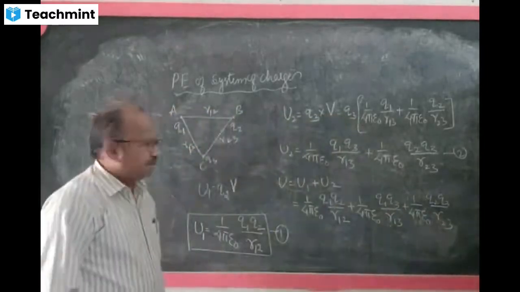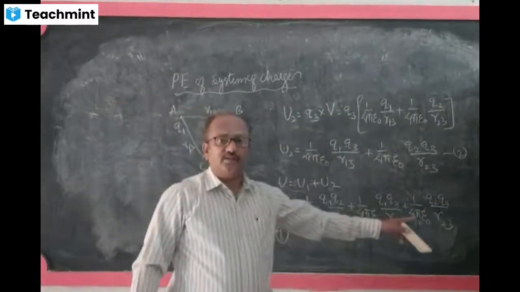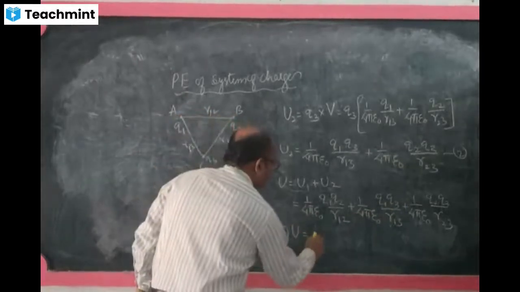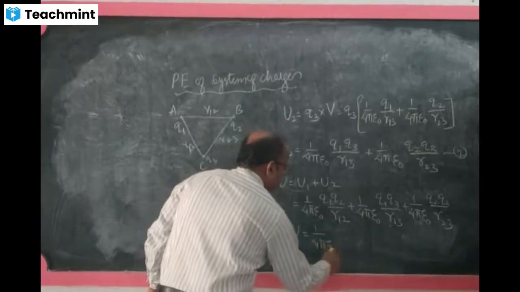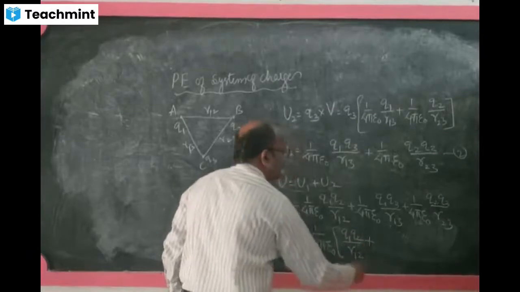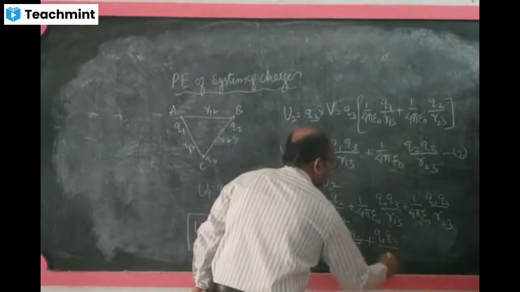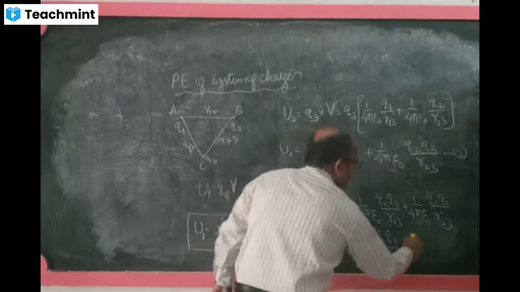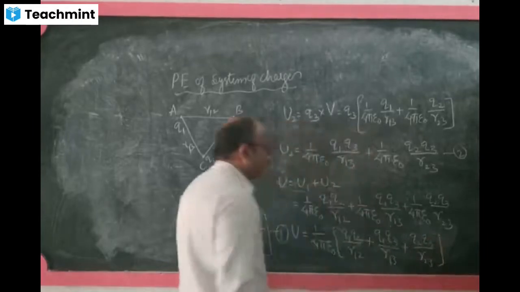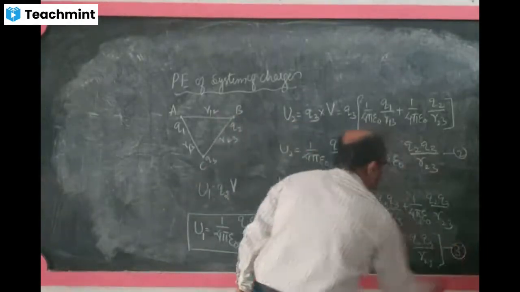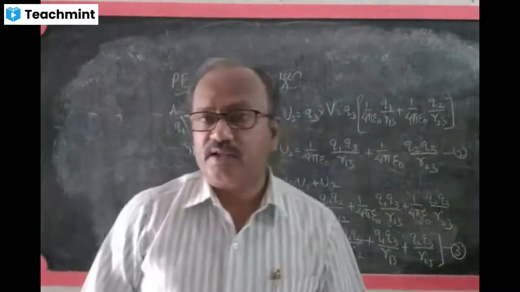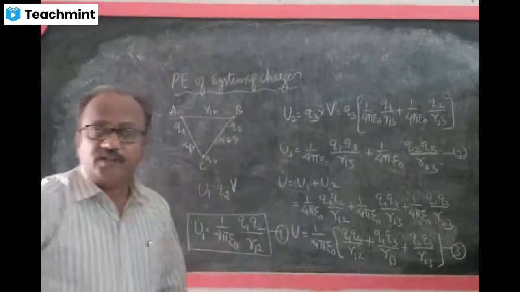But here, in these three terms, 1 divided by 4 pi epsilon naught is common, and finally you can write it as 1 by 4 pi epsilon naught times Q1 Q2 by R12 plus Q1 Q3 by R13 plus Q2 Q3 by R23. So take this as the final equation for potential energy of a system of charges having three charges.